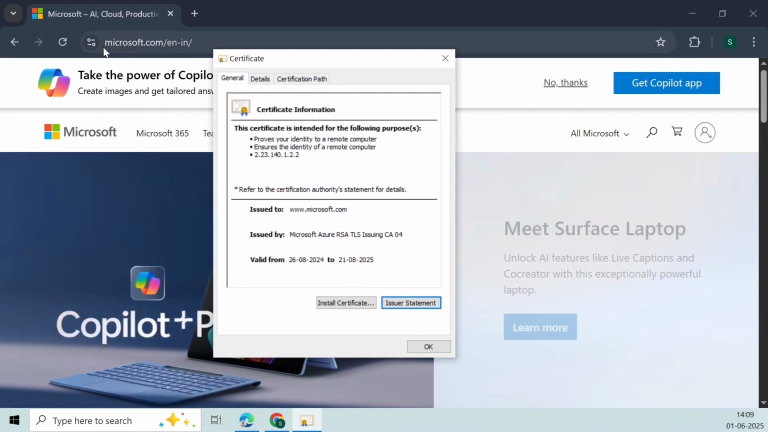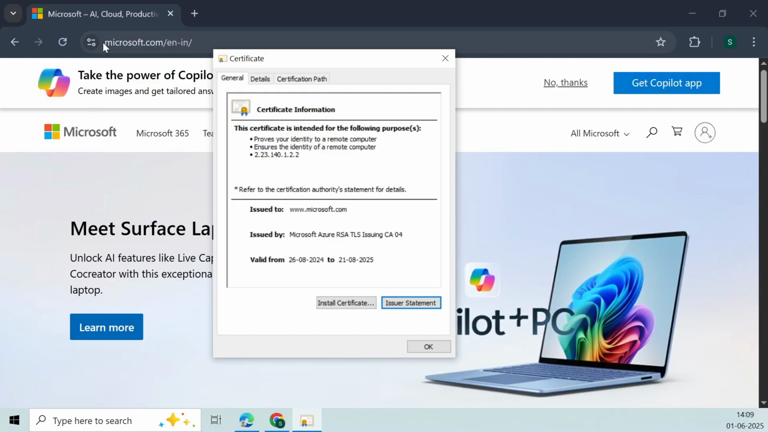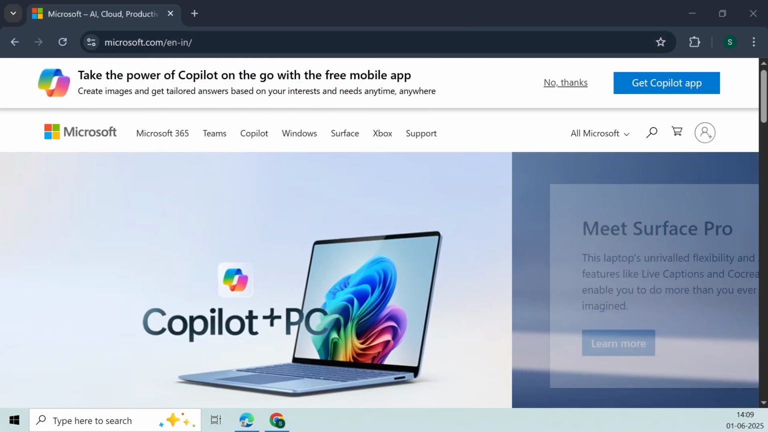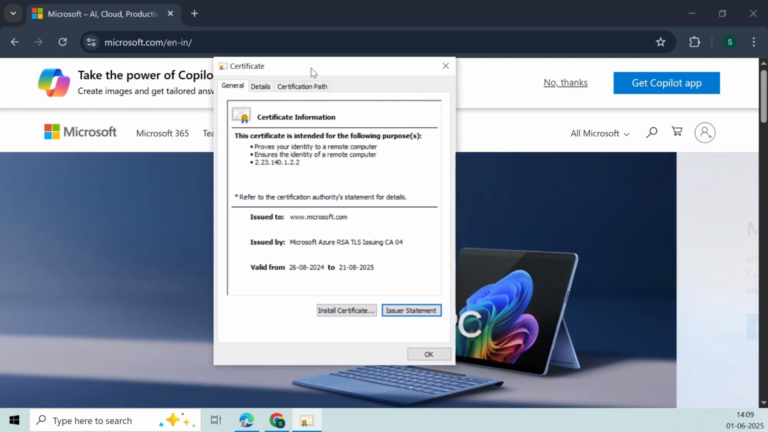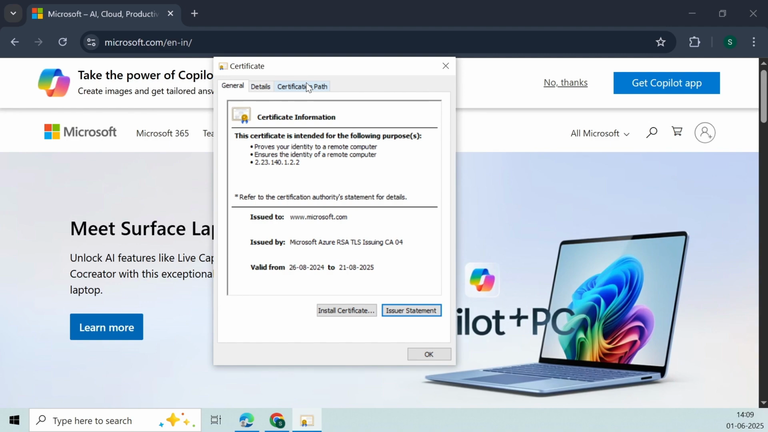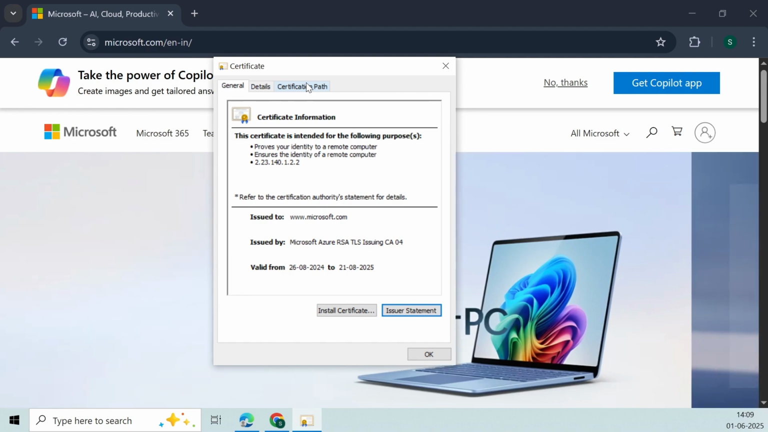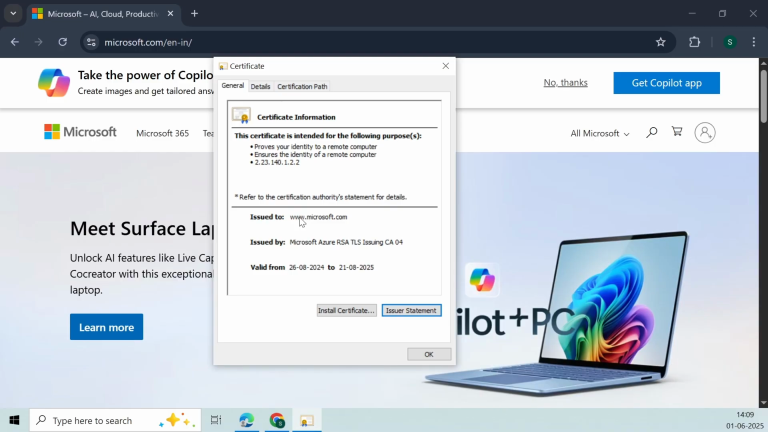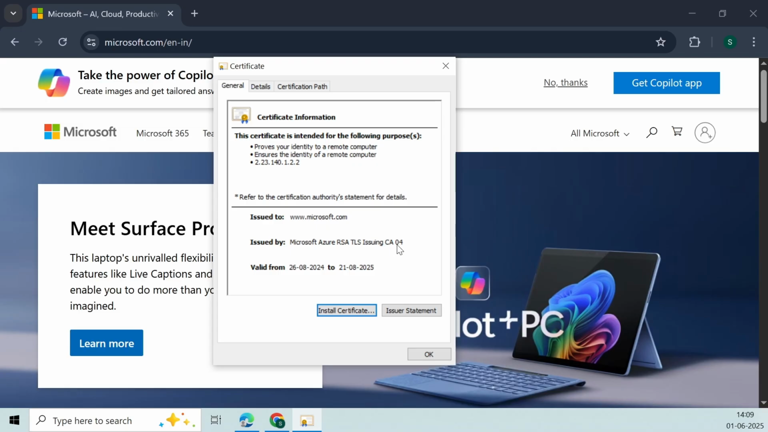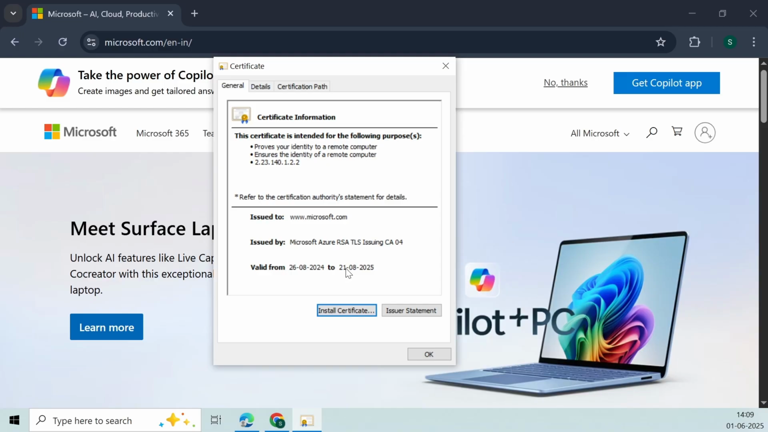Okay, so now I have downloaded that certificate on my machine, and this is how a digital certificate looks like. Okay, so we can see that I was accessing this Microsoft.com site, and I downloaded a certificate for that site, and it says it is issued to Microsoft.com. Okay, it is issued by this issuing CA, and it is valid from August 26 to 21st of August 2025. Okay, so these are the general information.